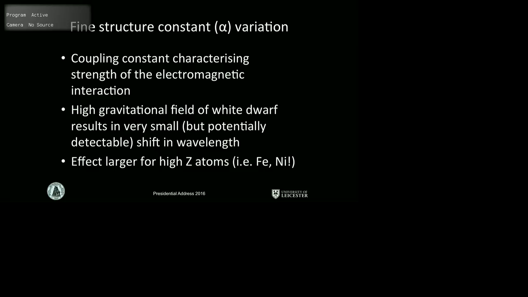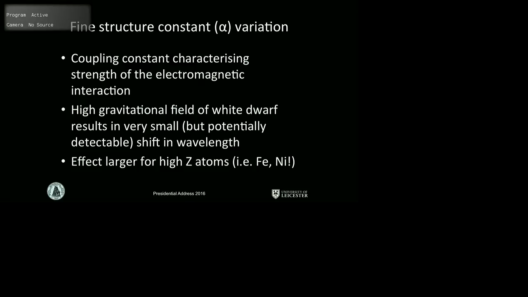Now, the interesting thing we're trying to measure is that the coupling constant that characterises the strength of the electromagnetic interaction, alpha, in some cosmological models is not constant with time in the universe, and that's work that John Webb has been particularly involved in, but also doesn't necessarily remain constant as you vary gravitational field. So in a strong gravitational field, you may see changes. How will they manifest themselves? They manifest themselves in a very small but potentially detectable shift in wavelength for particular groups of atomic transitions.